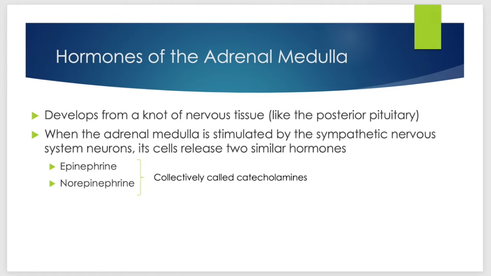Next, if we move on and look at the adrenal medulla, this actually develops from a knot of nervous tissue similar to the posterior pituitary. When your adrenal medulla is stimulated by the sympathetic nervous system, it's going to release two very similar hormones, which together we call catecholamines, and they would be epinephrine and norepinephrine.